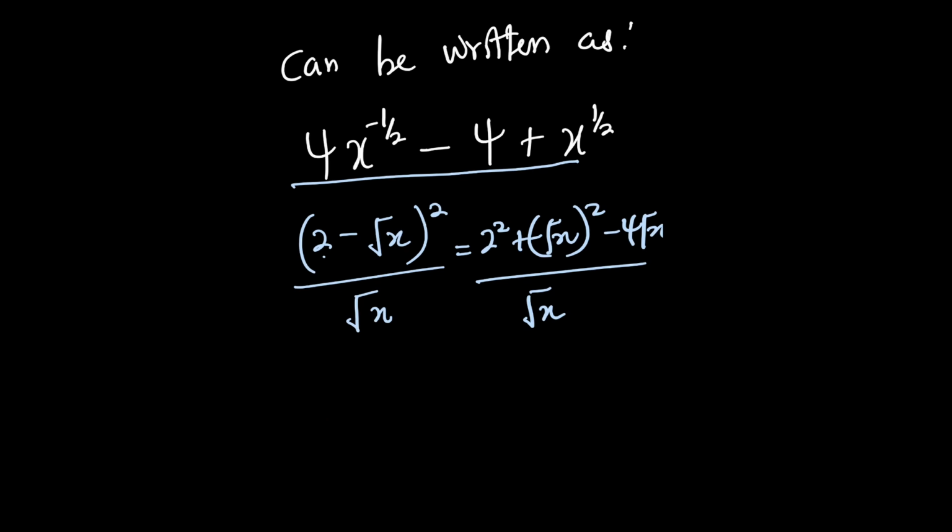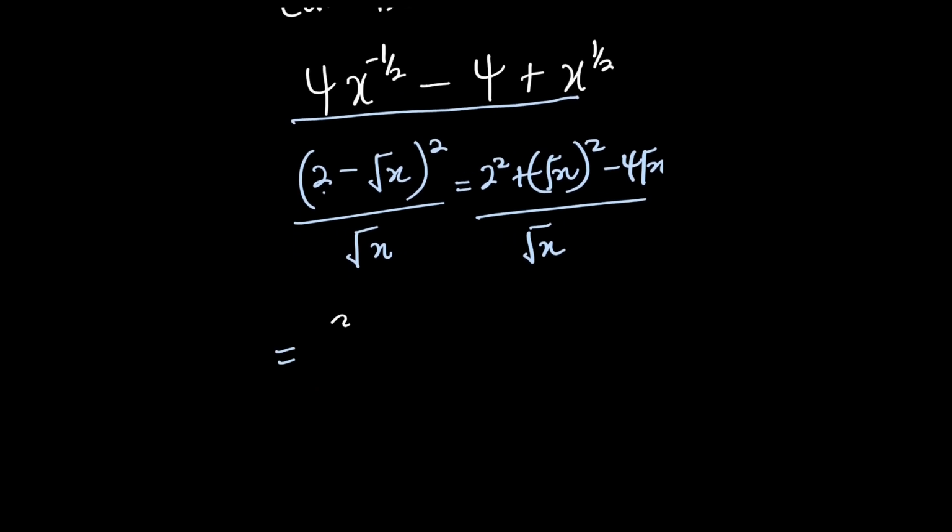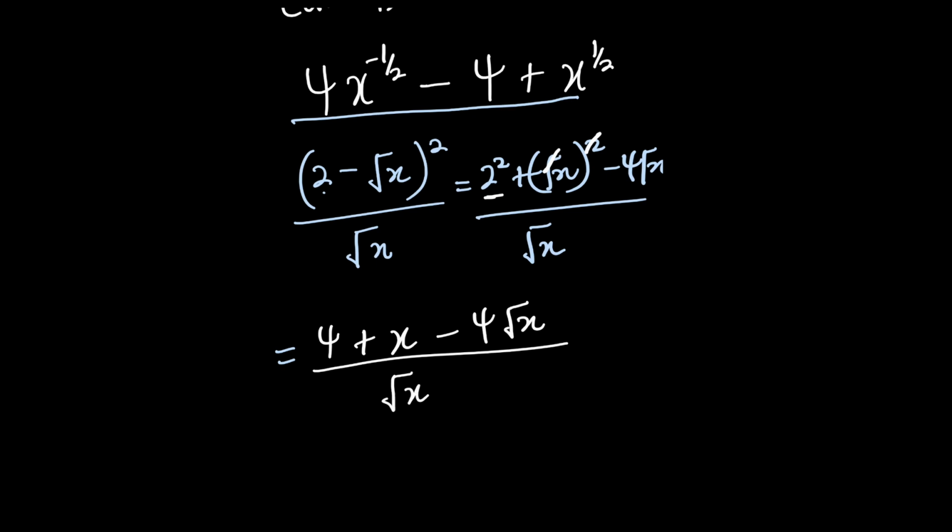Okay guys, let's see. So meaning this is 2 squared is 4, plus negative root x all squared is going to give me x because the square will cancel the square root, and then negative 1 squared is the same as 1, and then minus 4 root x all divided by root x. What do I have to do next? We are not getting this.